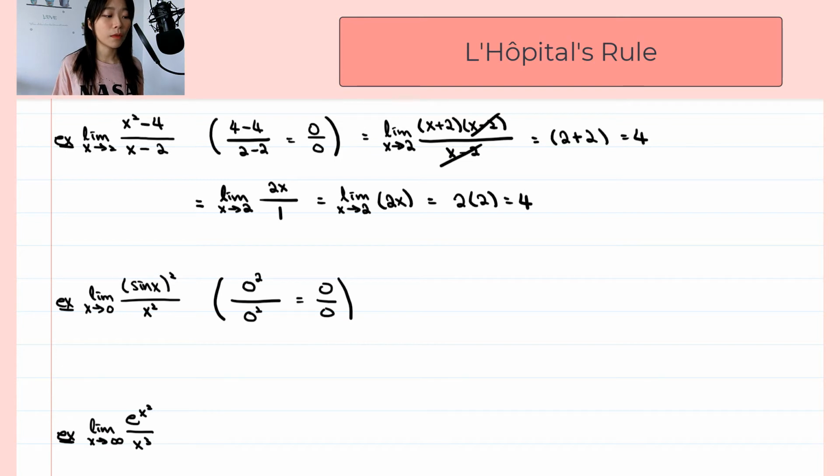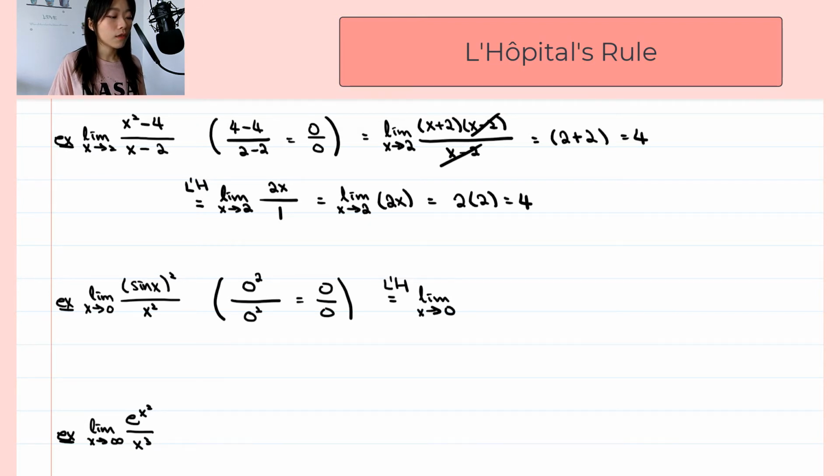However, in this example, algebra doesn't help. Unlike the first example, we can't expand the difference of squares. So here the only choice is to use L'Hopital's rule. So this equals the limit as x approaches 0.